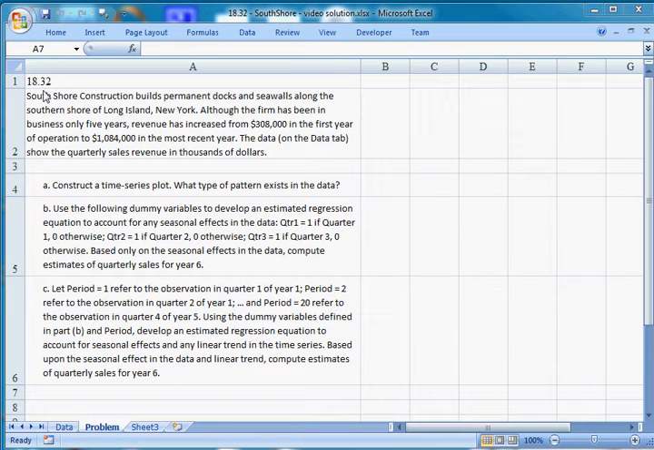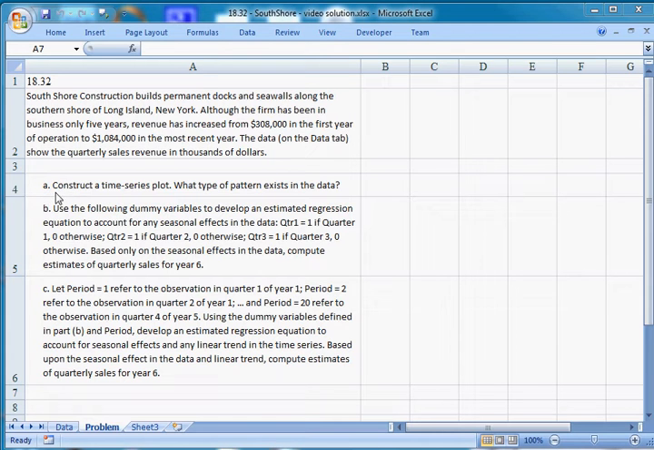It's chapter 18, question 32. I'll read the question, then I'll go through all the questions and we'll answer them. South Shore Construction builds permanent docks and seawalls along the southern shore of Long Island, New York. Although the firm has been in business only 5 years, revenue has increased from $308,000 in the first year of operation to $1,084,000 in the most recent year. The data, on the Data tab, that's down here, show the quarterly sales revenue in thousands of dollars.